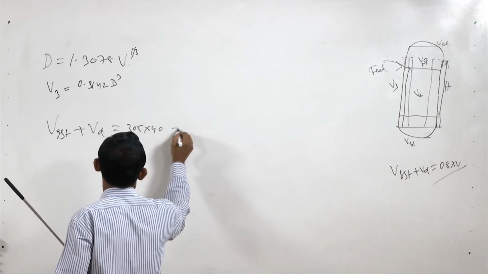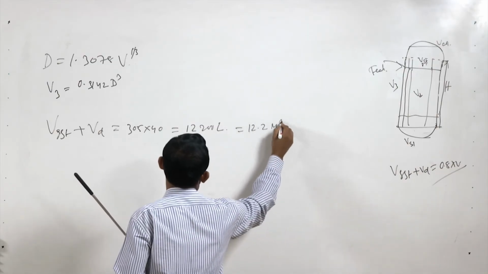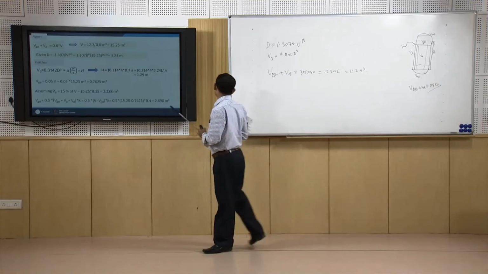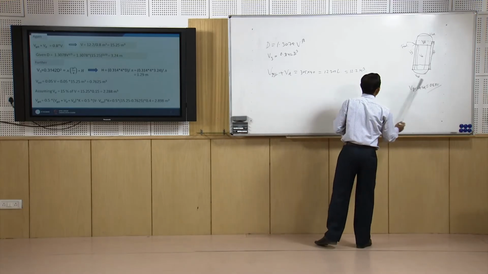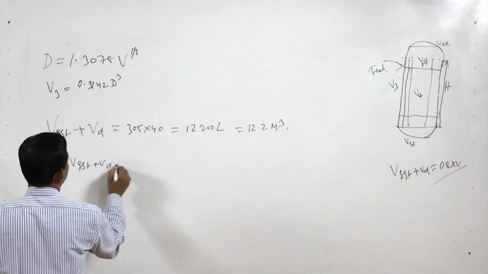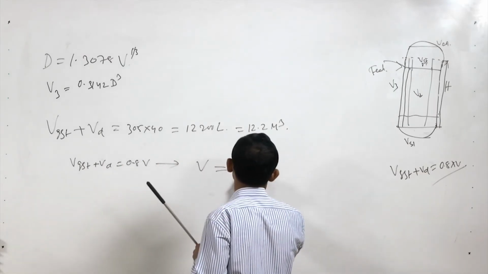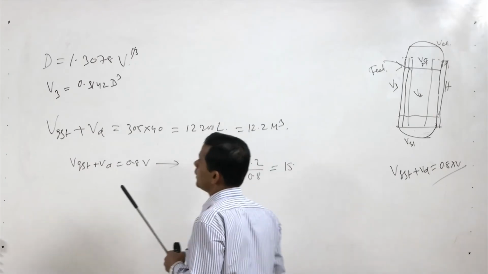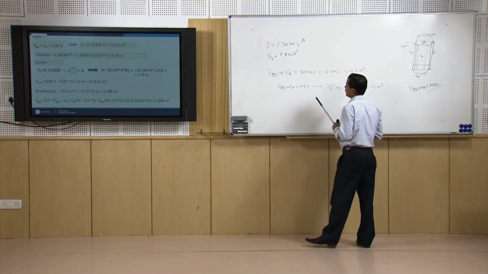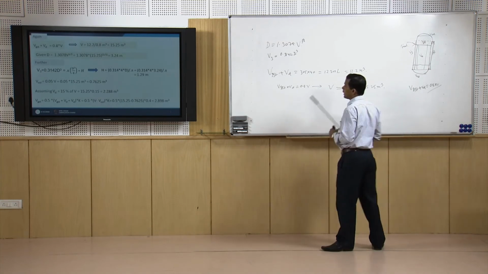305 into 40 is equal to 12200 liter, or 12.2 meter cube. We have also discussed that VGST plus VD is equal to 0.8 into V. So V is equal to 12.2 divided by 0.8, which is 15.25 meter cube. So now we have got the total volume, which is 15.25 meter cube.